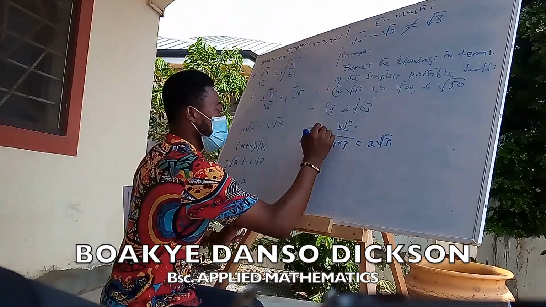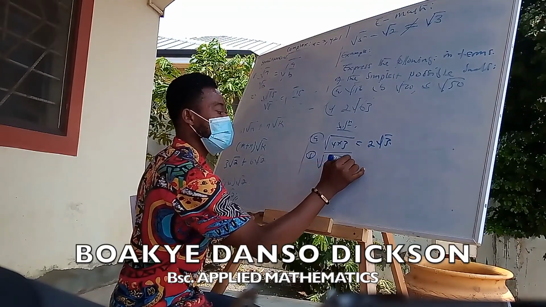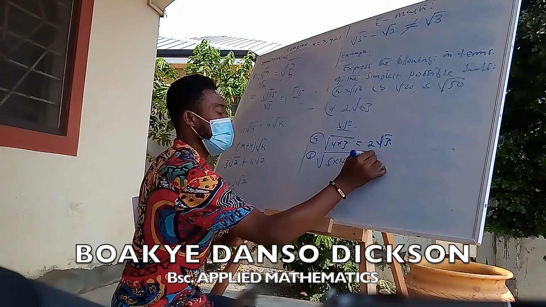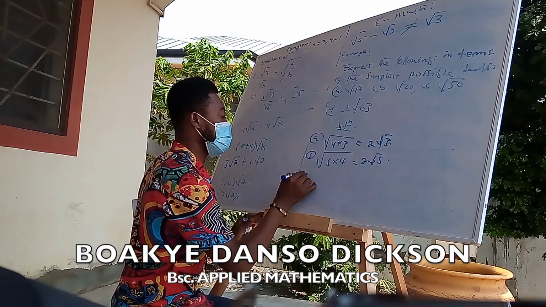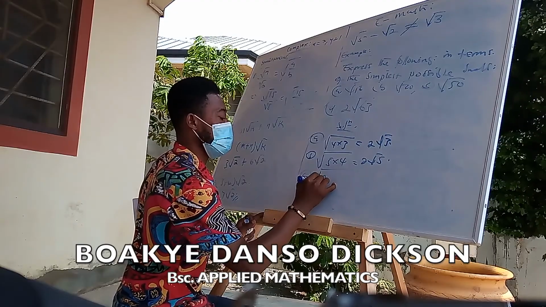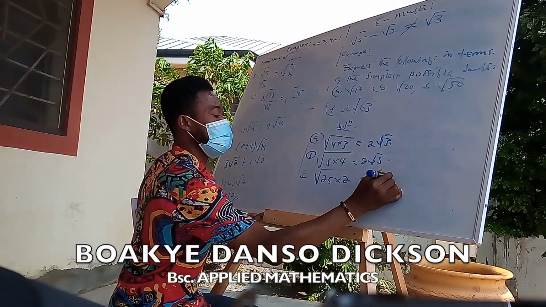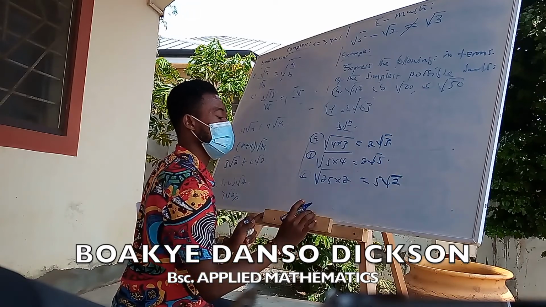Now B. 20, right? So what do you have for me? 5 times 4. Okay. So I have 2 set 5. Right? Good. Now C. 50. 25 times 2. So that is 5 set 2, right? Good.